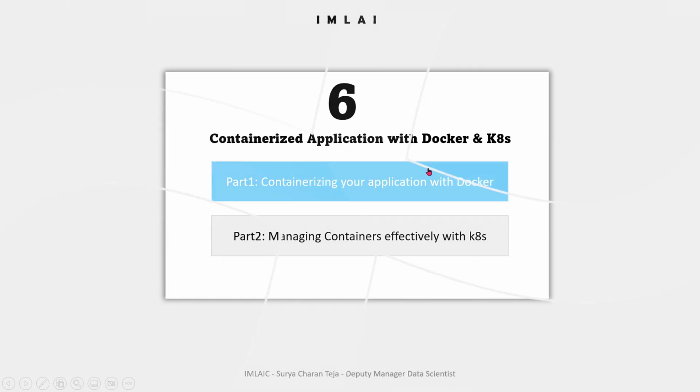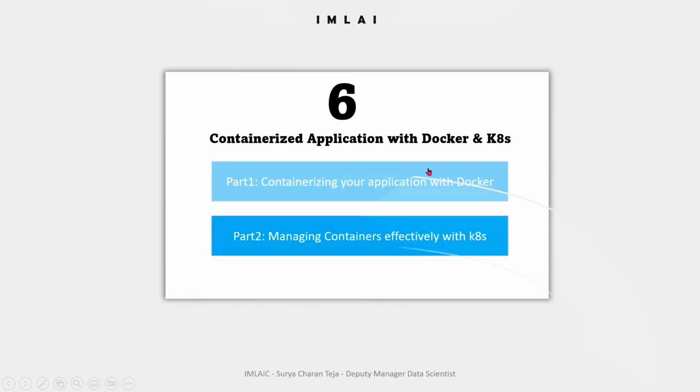Then part two, we have managing all containers effectively with Kubernetes. If you want to deploy a normal, small or monolithic application, one Docker container is more than enough. But if you want to divide that application into microservices, and run all the containers together, you need somebody to orchestrate all these containers. There Kubernetes comes. We have created a big Kubernetes cluster, and then we have deployed microservices also.